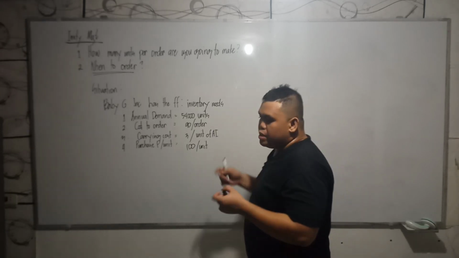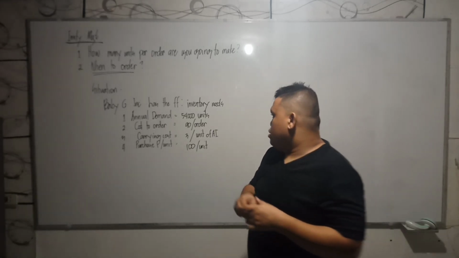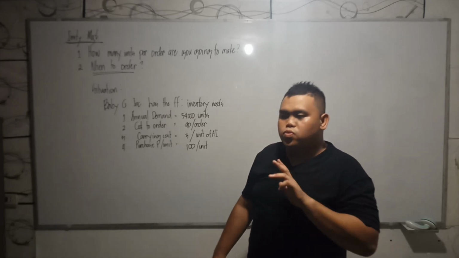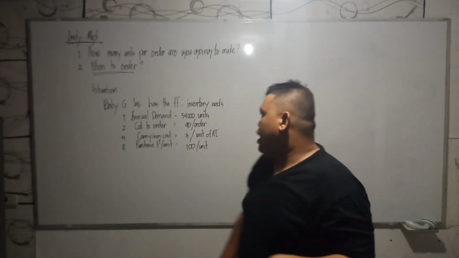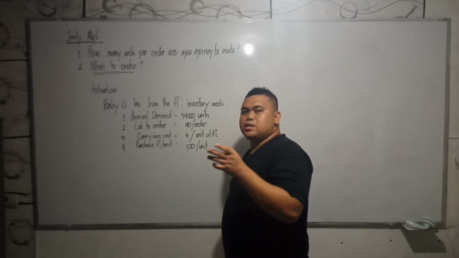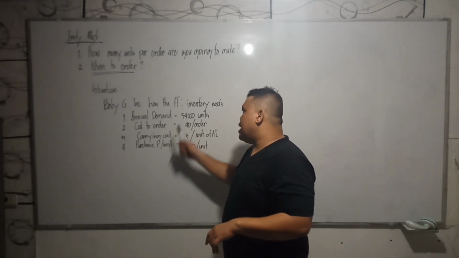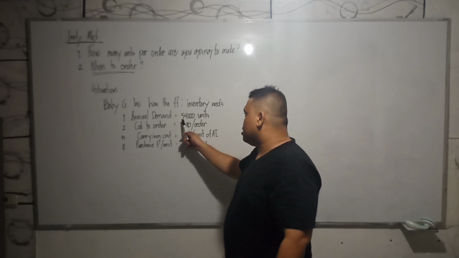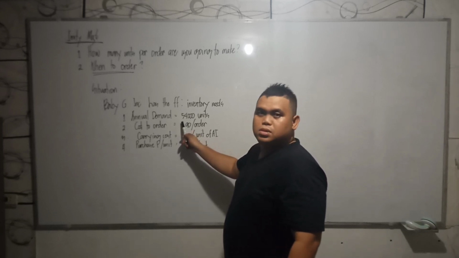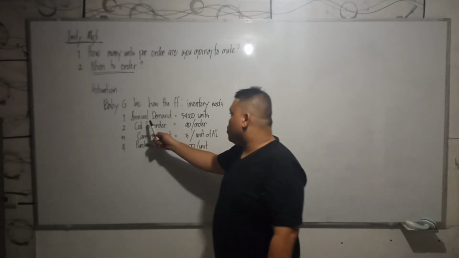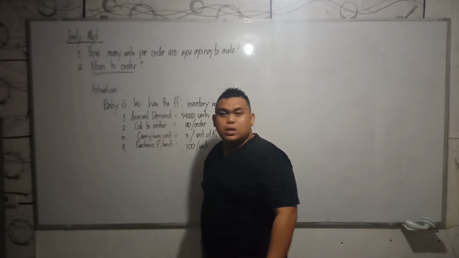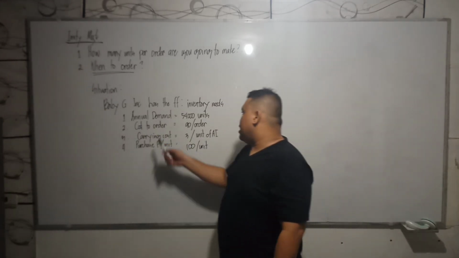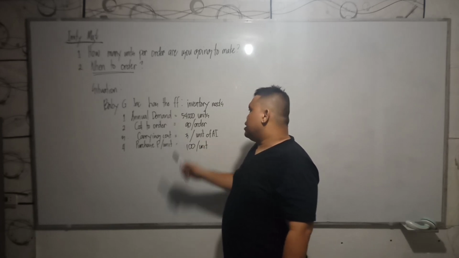So the annual demand means maybe BBG Incorporated has forecasted their sales to customers, and based on the forecasting technique they used, it's very likely that the company will need to sell 54,000 units of inventory in a year. So that is what is meant by the annual demand.